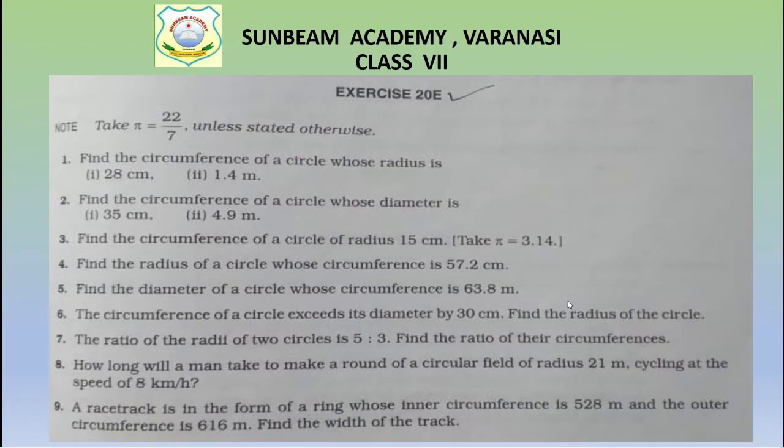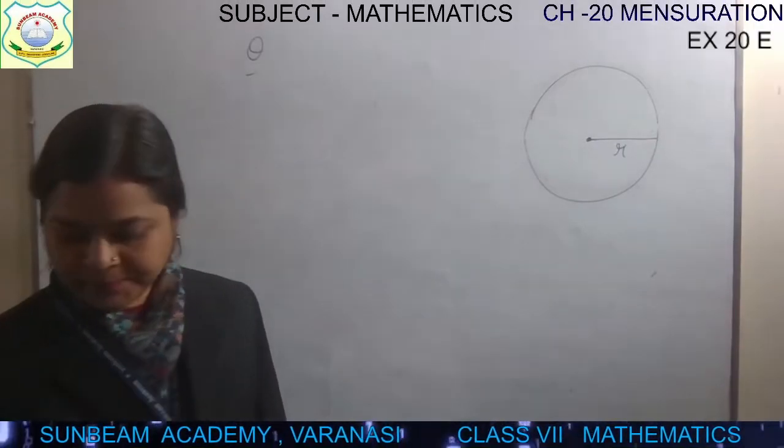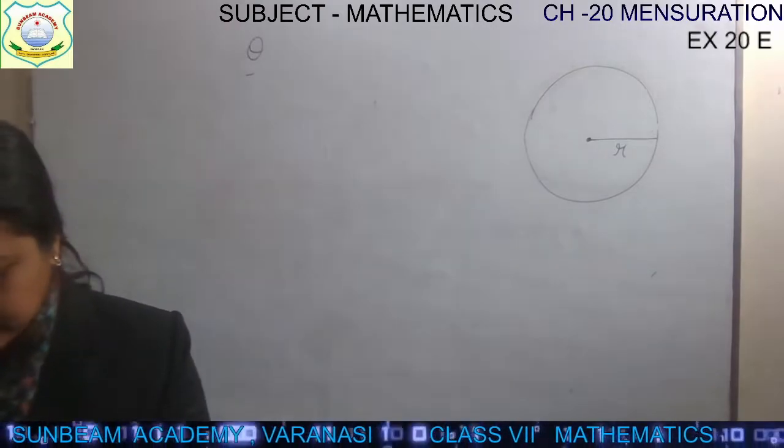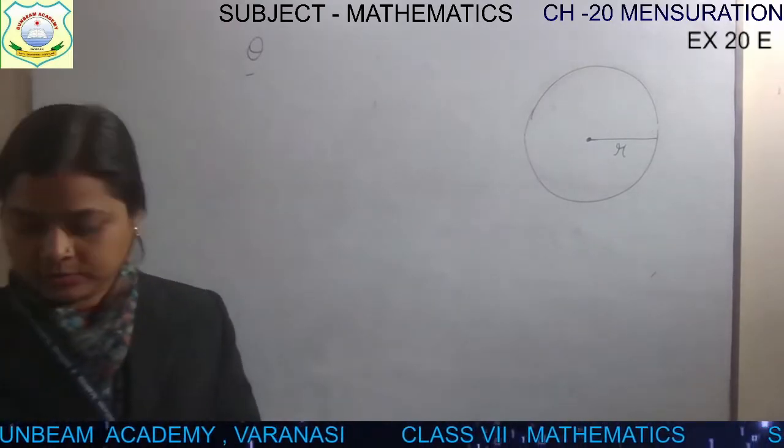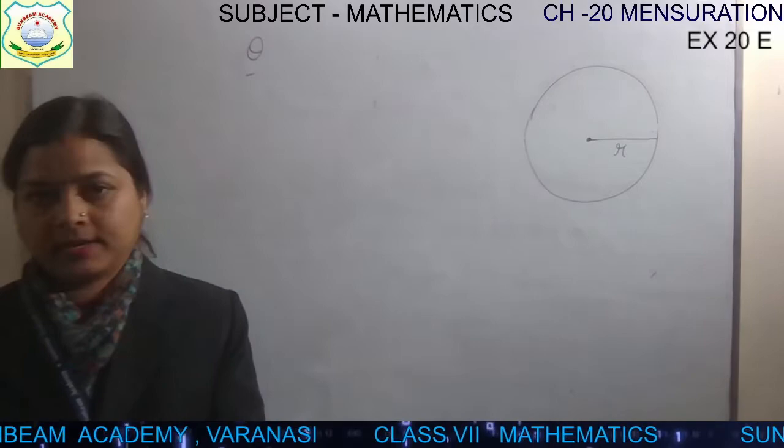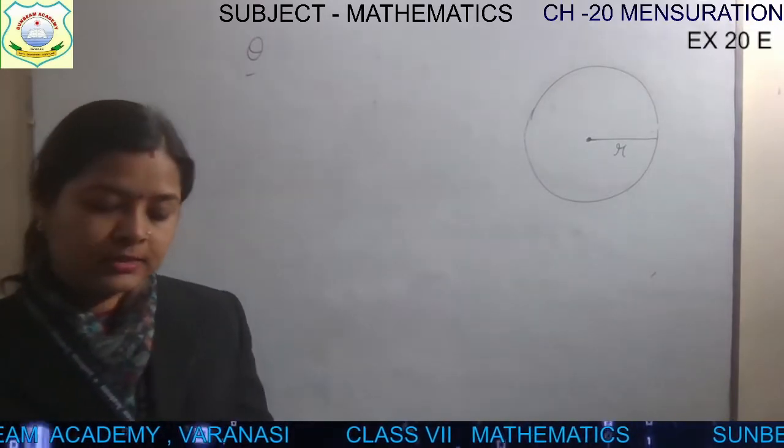Now let's see question number 8. How long will a man take to make a round of a circular field of radius 21 meter cycling at a speed of 8 km/h? Now children, question number 8. How long will a man take to make a round of a circular field?